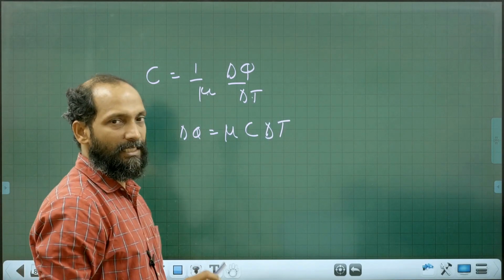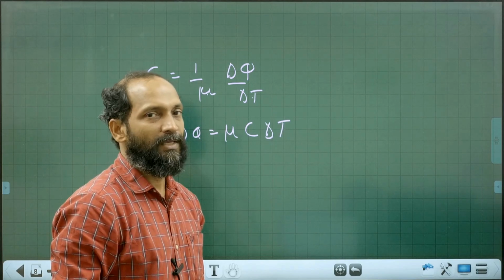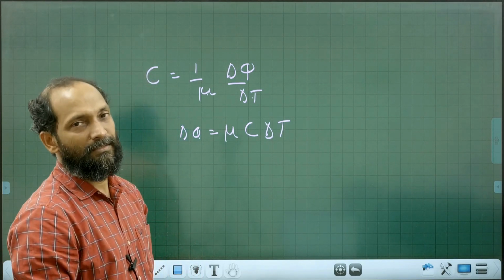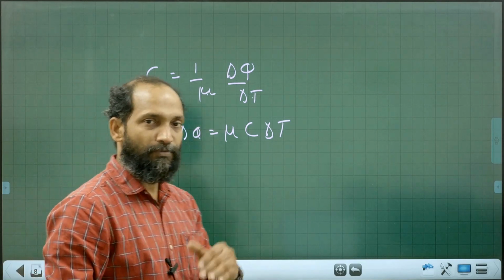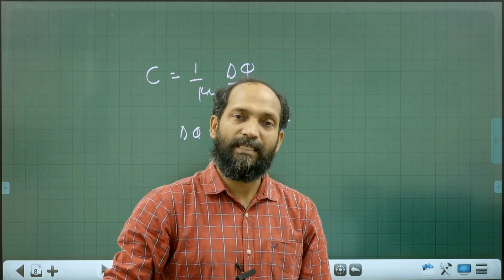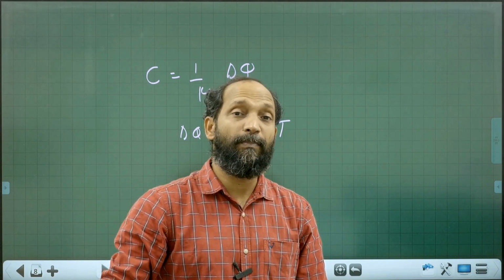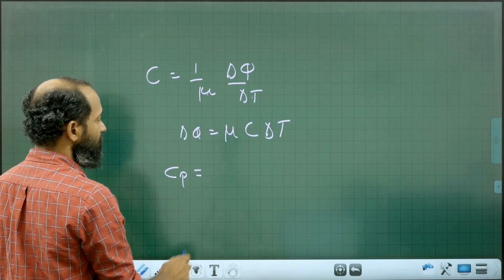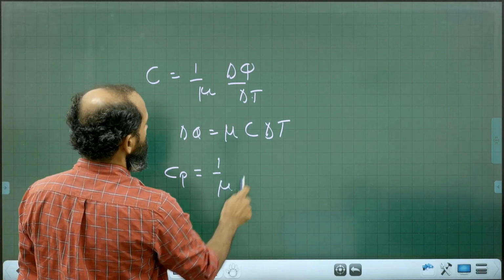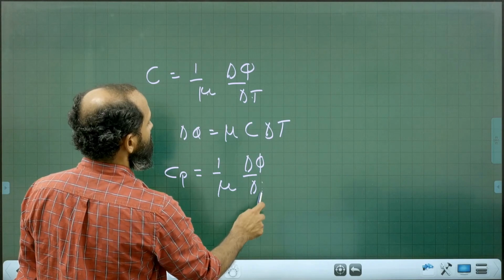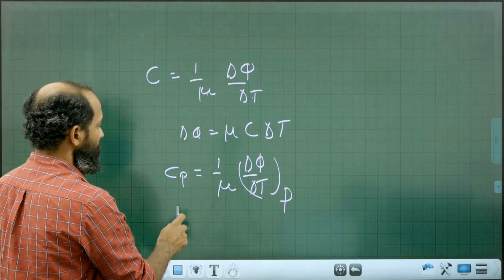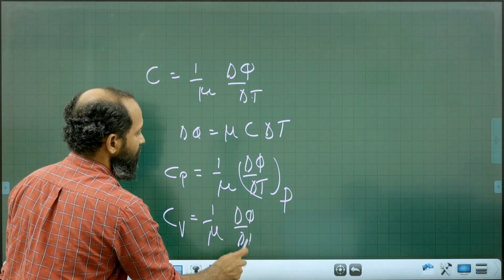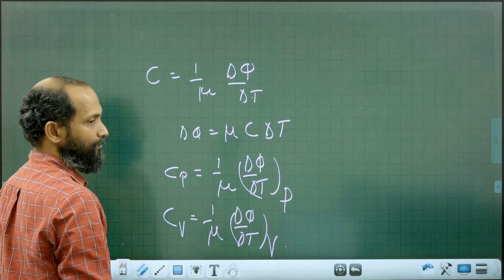The gas can undergo two distinct processes, either constant pressure or constant volume. In these two different processes, gas has two principal specific heats. One is called Cp, the other is called Cv. Cp is equal to 1 by mu delta Q by delta T at constant pressure. Cv is 1 by mu delta Q by delta T at constant volume.